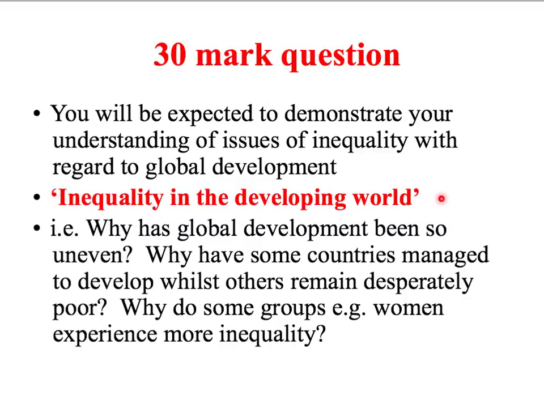So why is it that some countries have managed to develop and become quite rich whilst other countries remain desperately poor? And then the other issue in terms of inequality is to look at the unfairness, to look at the inequalities that exist between groups within developing countries. For example, if we look at the position of women in most developing countries, their outcomes tend to be worse than they are for men.